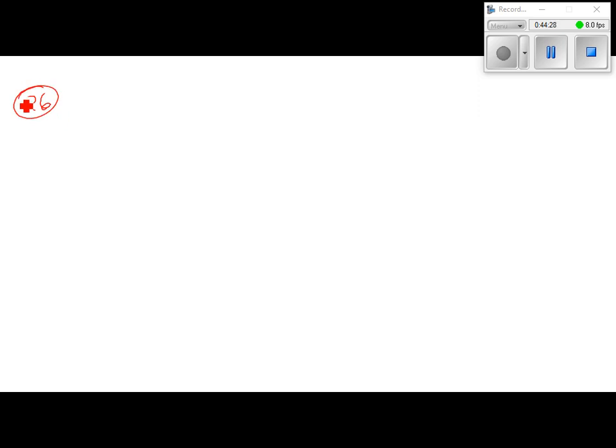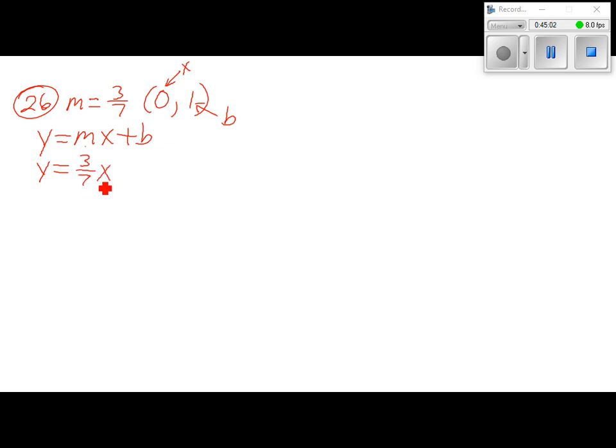Twenty-six, they give you m equals 3/7, and they give us this point 0, 1. Anytime they give you a point and the x coordinate is 0, that y coordinate is your b, that is your y-intercept. So to write our equation, y equals mx plus b, all I'm going to do is put in place of m 3/7. The x stays there. And in place of b, I'm going to stick in that number right there, which is just 1, so plus 1. That's our equation.